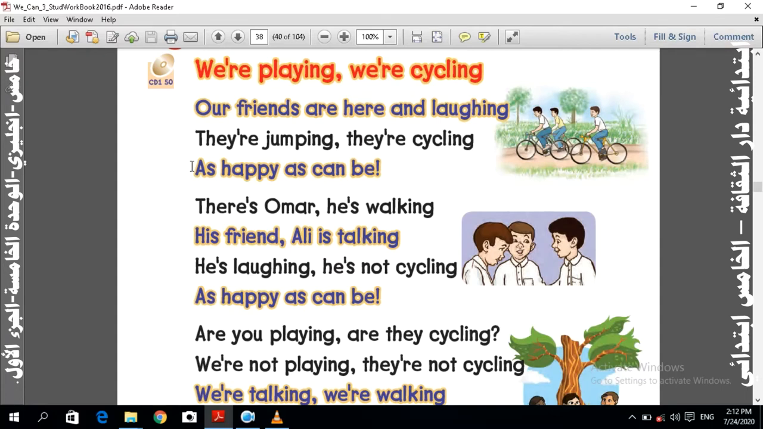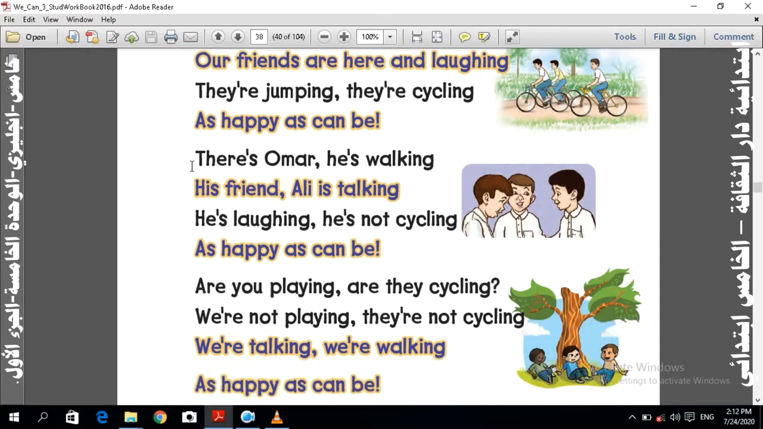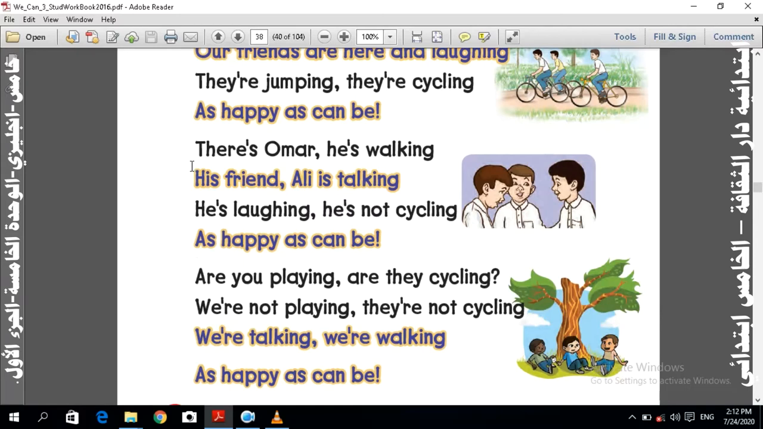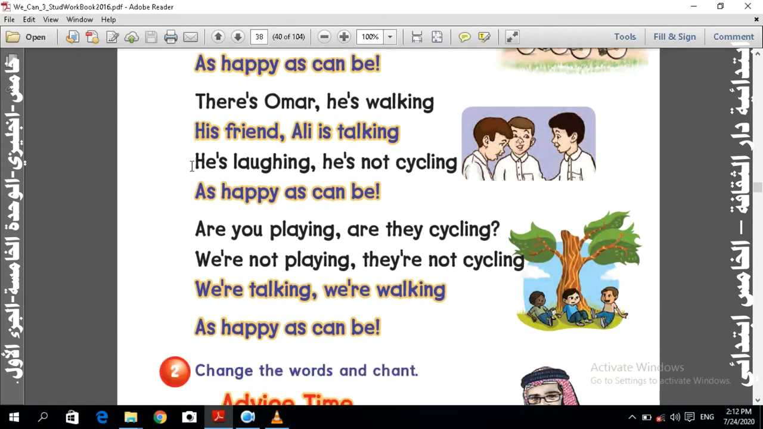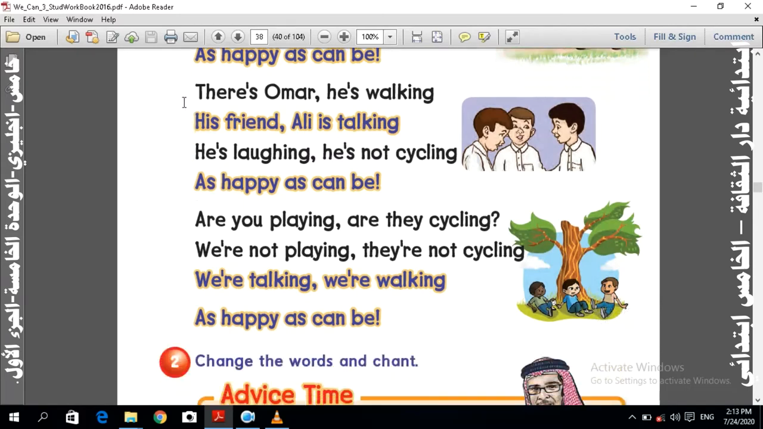There's Omar, he's walking, his friend Ali is talking. He's laughing, he's not cycling, as happy as can be.